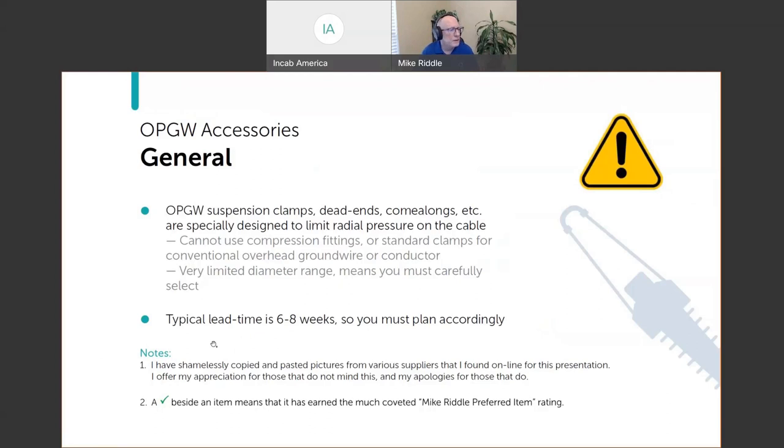Because you're trying to limit radial pressure on the cable, one consequence is that the accessories tend to have a very limited diameter range, tends to be small, so you have to carefully select those items. The typical lead time for OPGW accessories, if they have to be made, sometimes they're in stock, but you need to plan for it being about 6 to 8 weeks, especially if you're buying a significant quantity. So you need to plan accordingly.